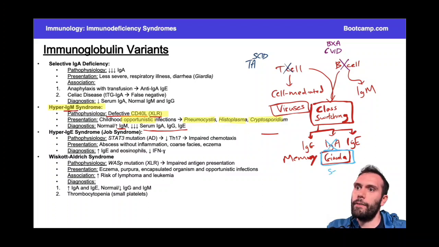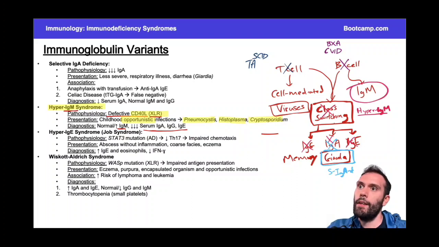So this is going to be selective IgA deficiency. Okay, so selective IgA deficiency. Now, in hyper IgM syndrome, the issue is over here. It's class switching, right? So in hyper IgM syndrome, the issue is just class switching. So I don't have IgG, I don't have IgE, I don't have IgA, but I do have IgM. Because the issue is here, everything upstream should be okay, right?